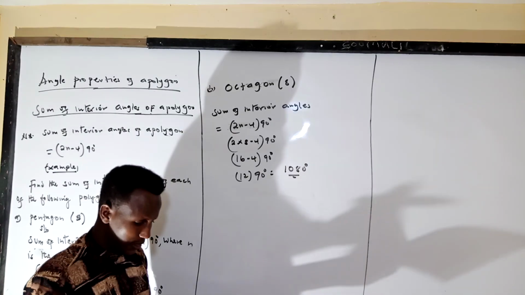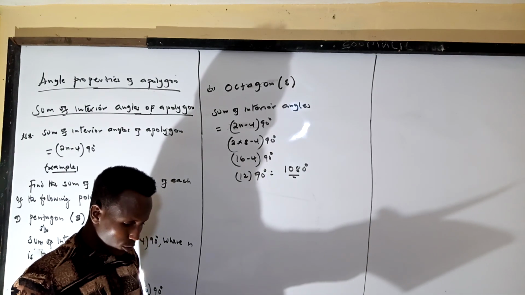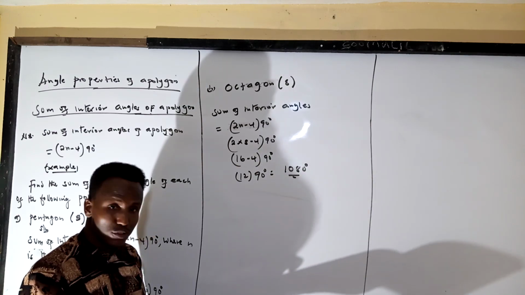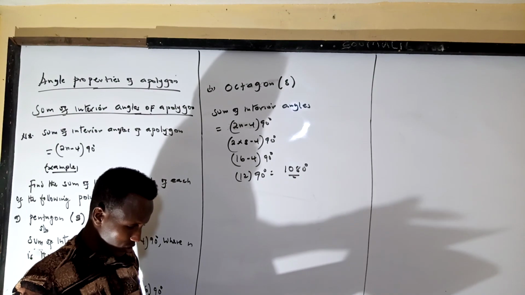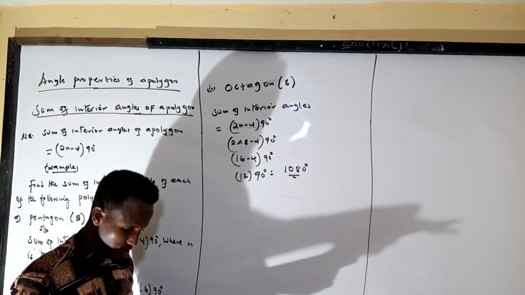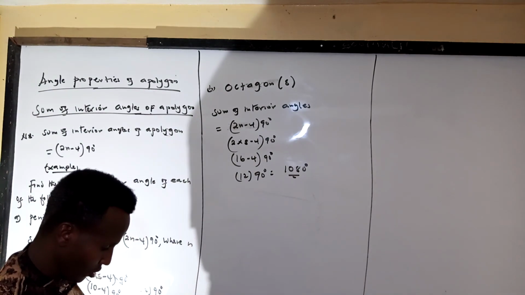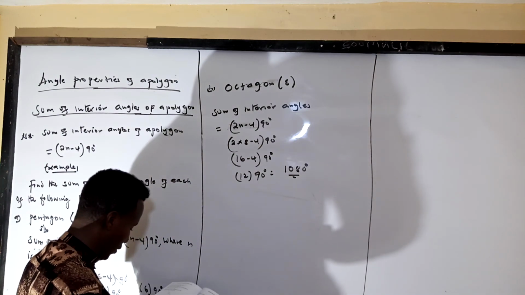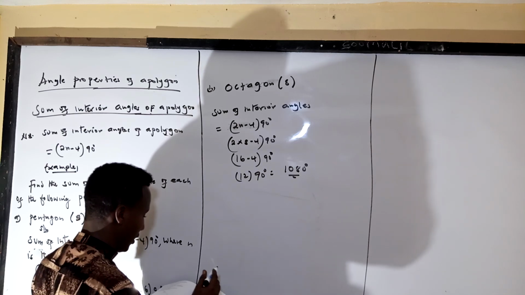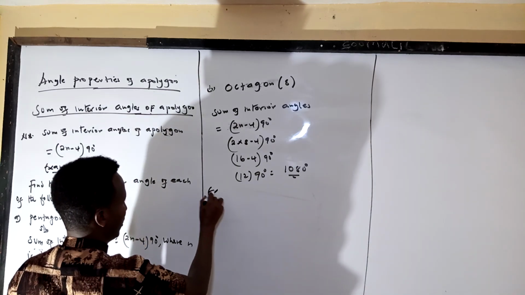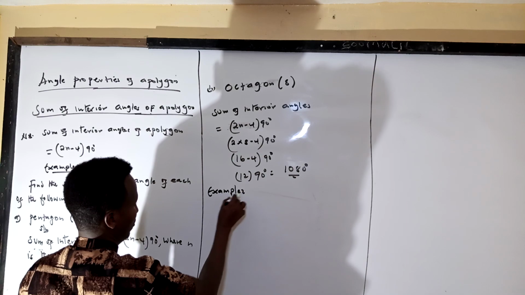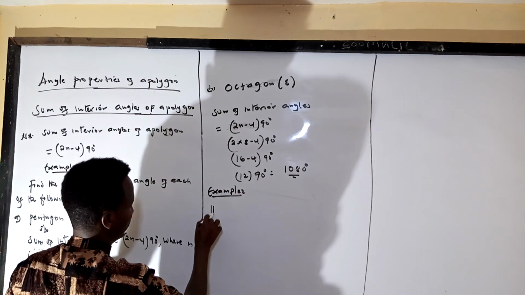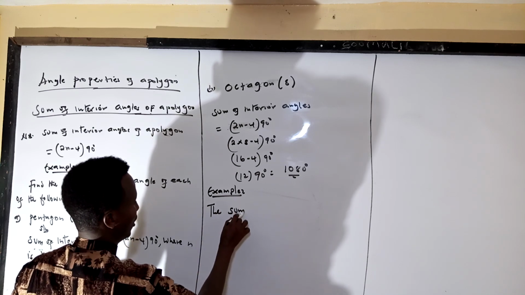But at times what will happen is that you will be given the sum of the interior angles, then you will be told to find the number of sides or the exterior angle. Let's see the application part of this. Let's see the first one. They say here, example 2: the sum of interior angles.